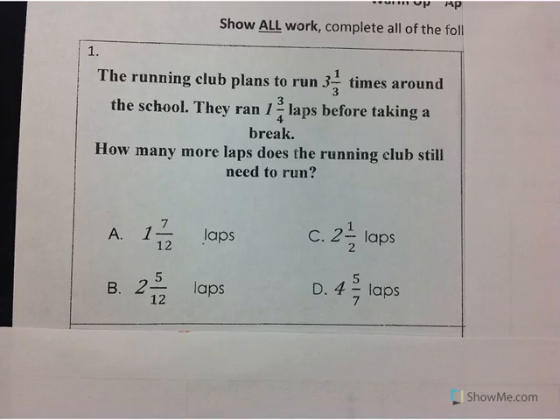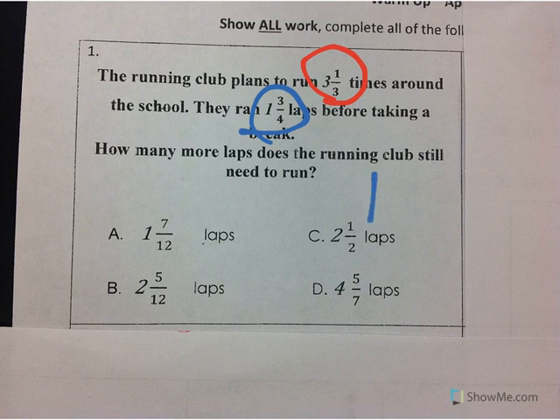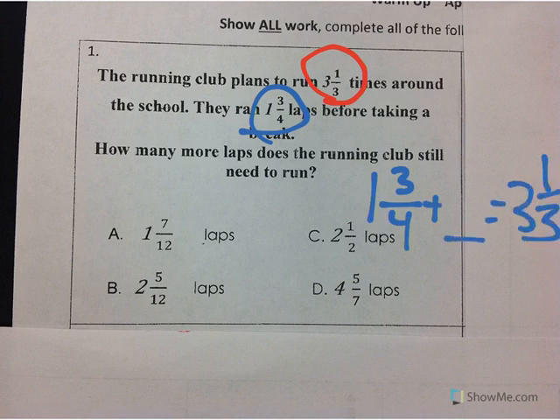Okay, first, the running club plans to run 3 1/3 times around the school. They already ran 1 3/4 before taking a break. So I know I'm going to add 1 3/4 to something to give me 3 1/3. In order to solve this, I know I'm going to subtract something. Right now I know for a fact it cannot be D, because that's going to be too much. So I'm going to go ahead and subtract 3 1/3 minus 1 3/4.